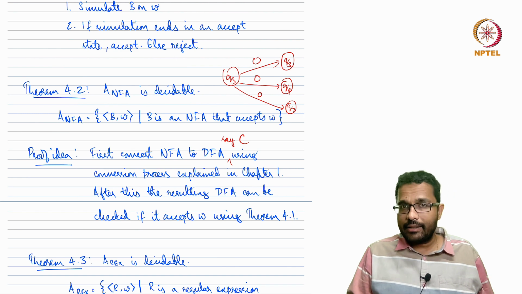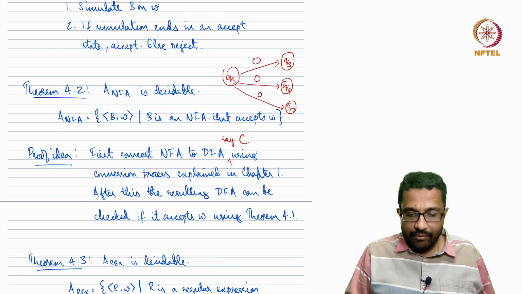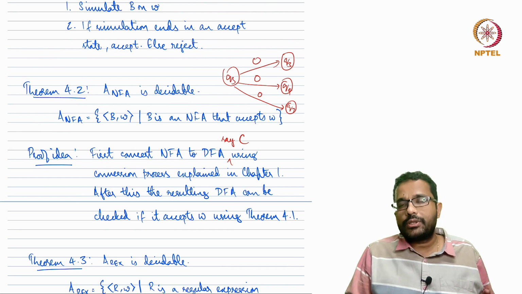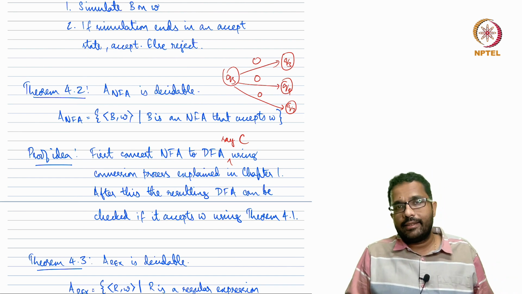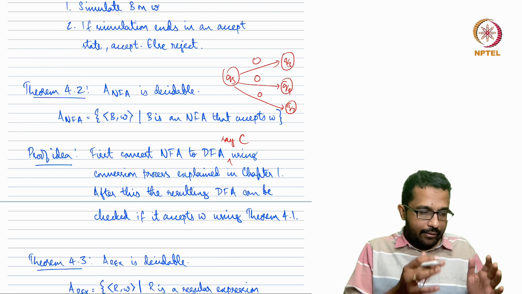This is a minor foreshadowing that I would like to do, because we will later formalize this notion of converting one problem into another. So what we did is we took A-NFA and the A-NFA instance.